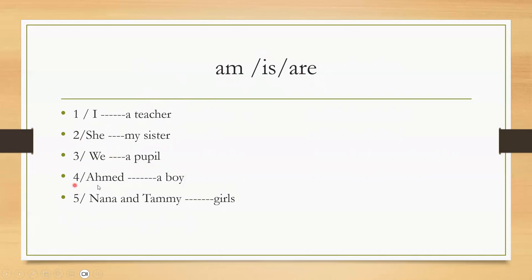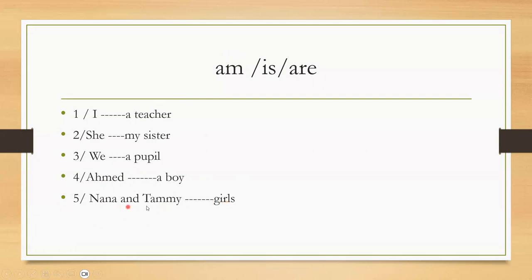Okay, number four, Ahmed dash a boy. Ahmed is singular. I will use with the singular. Am or is or are. Yes, good job. I will use is. Ahmed is a boy. Number five, Nana and Tammy, girls.